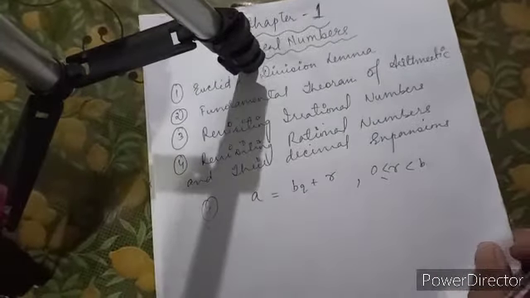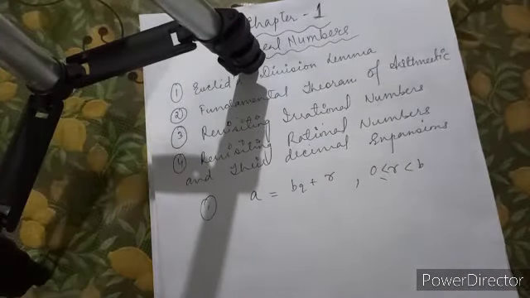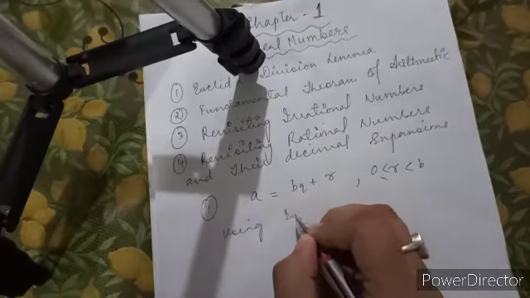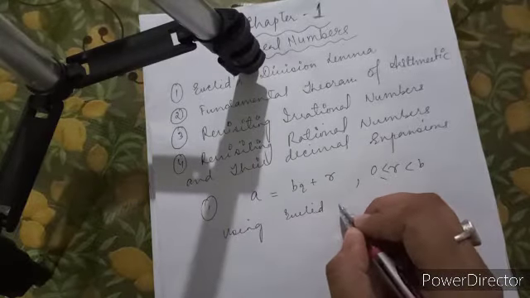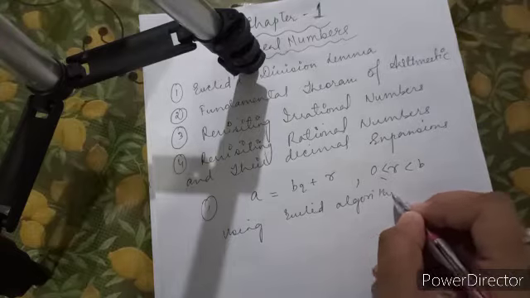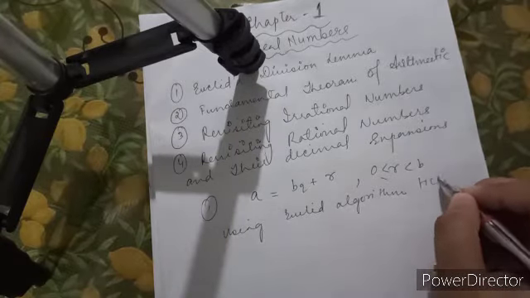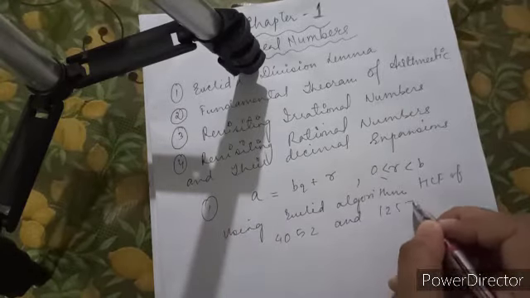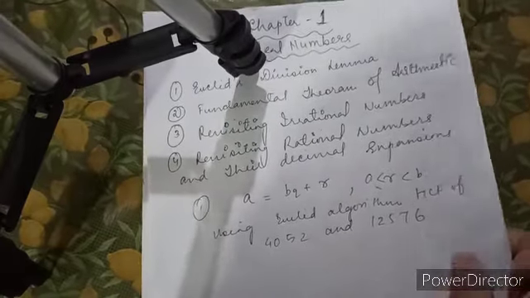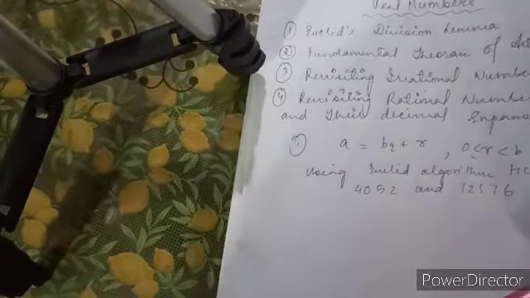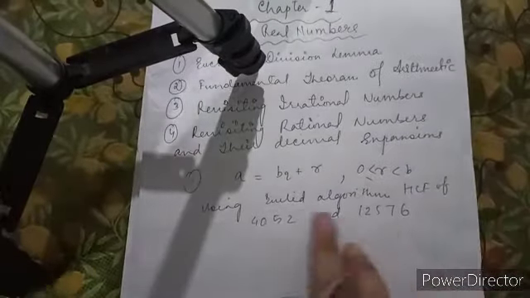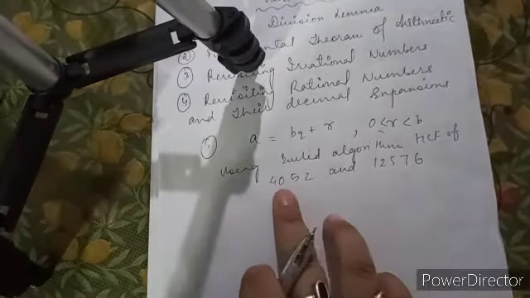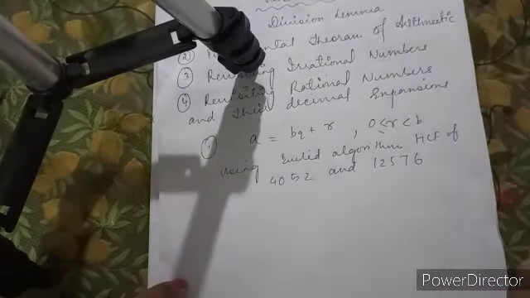So based on this topic you have one sum. Using Euclid's division algorithm, you are asked to find the HCF of 4052 and 12576. So using Euclid's division lemma, we will find the HCF of these two numbers. The greater number will be considered as the dividend and this 4052 will be considered as the divisor. Okay.